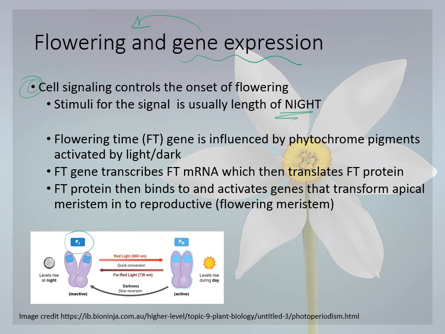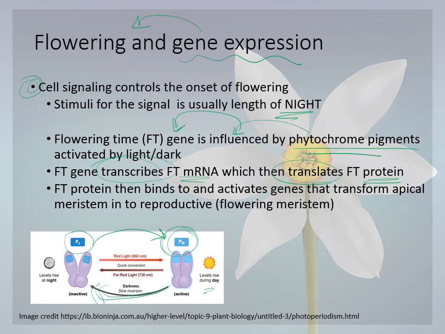We have phytochrome red being converted into phytochrome far red during the day, going back to phytochrome red at night. The more night we have, the less phytochrome far red we have. The more day we have, the more phytochrome far red we have. That phytochrome far red is going to be that phytochrome pigment that influences this gene, the flowering time gene. That flowering time gene, when it's turned on, will be transcribed. We'll make some messenger RNA, which will then be translated on the ribosomes, and we get some flowering time protein.